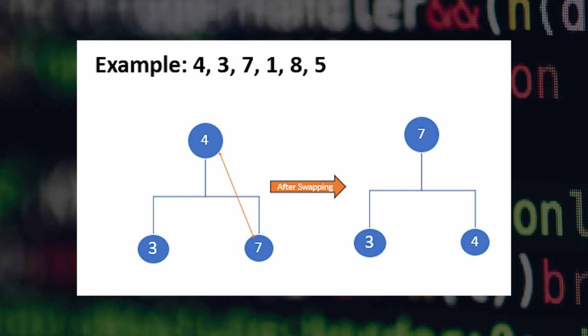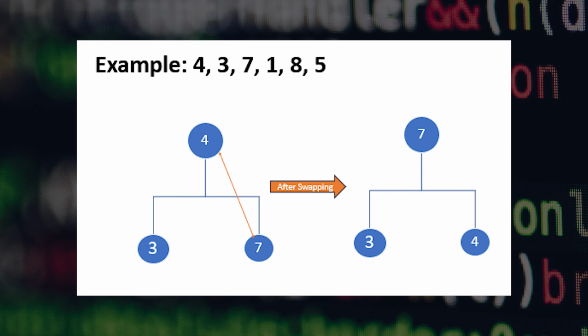So now we have to insert this element as a left child of 4. Now we are going to compare the child with the parent. That means the parent value is 4 and the child value is 3. So the condition is true. That means the parent value is greater than the child. So there is no swapping required.